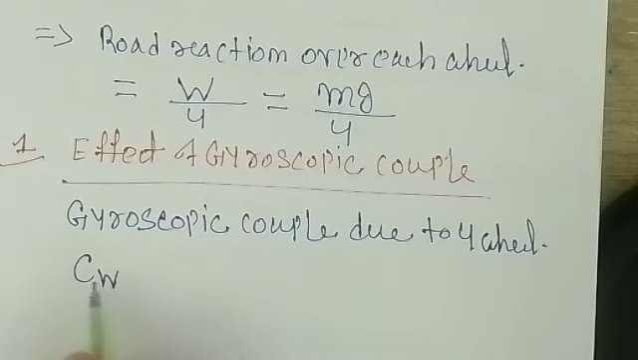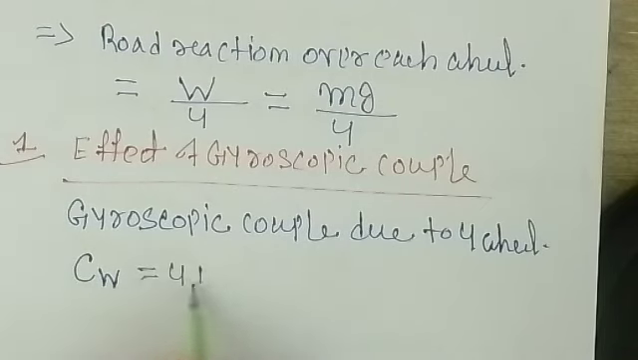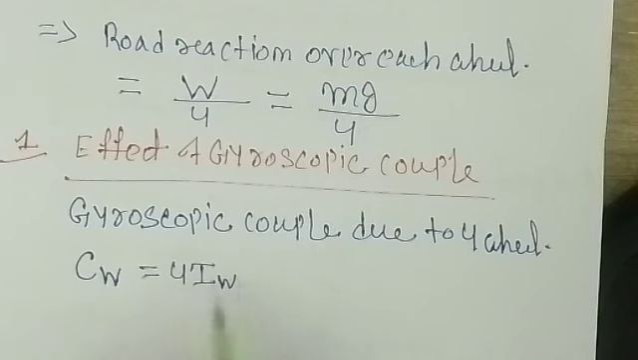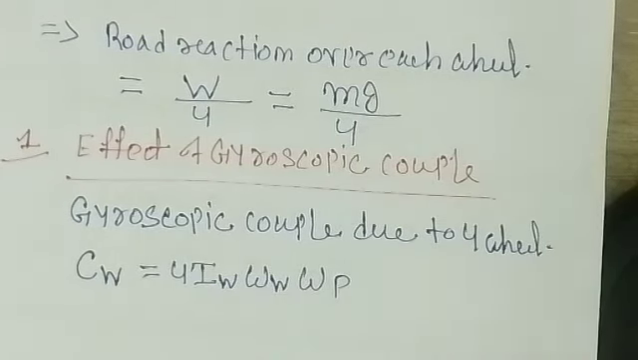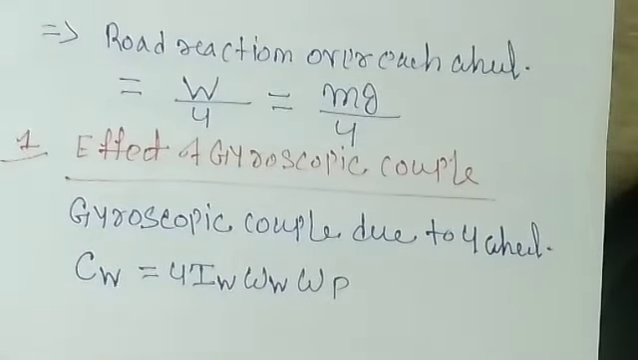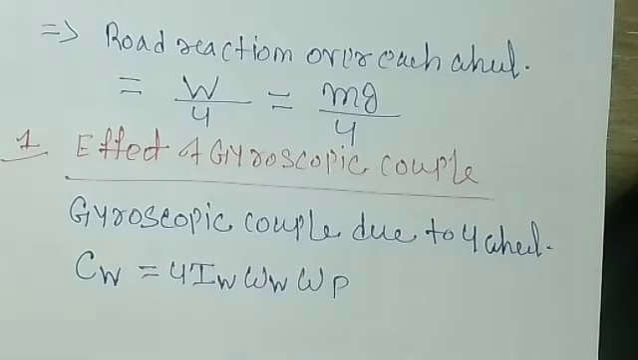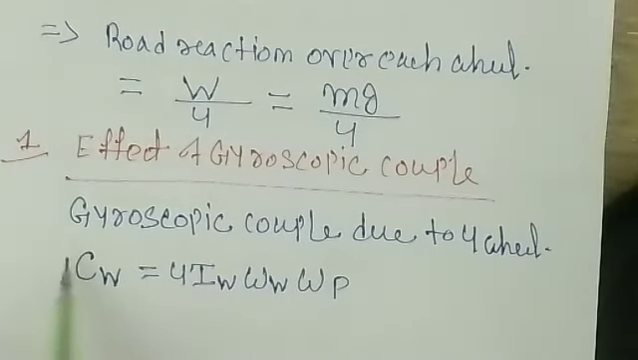We can say C_W means couple is C and the suffix W is for the wheel. So it is 4 I_W into omega_W into omega_P, right? Where I_W is the mass moment of inertia of the wheel, omega_W is the angular velocity of the wheel, and omega_P is the angular velocity of precession. So now we come to know the gyroscopic couple due to the 4 wheels.